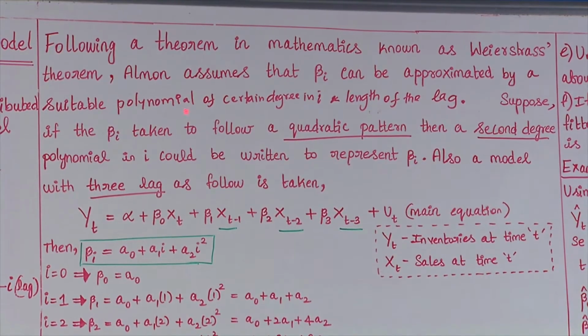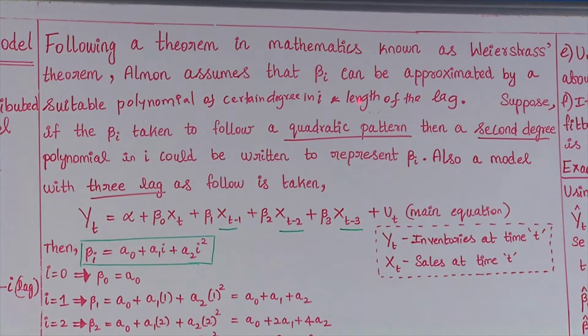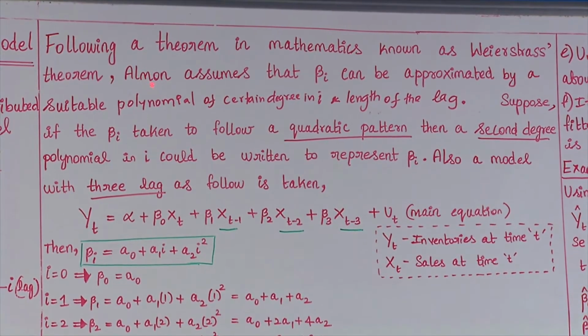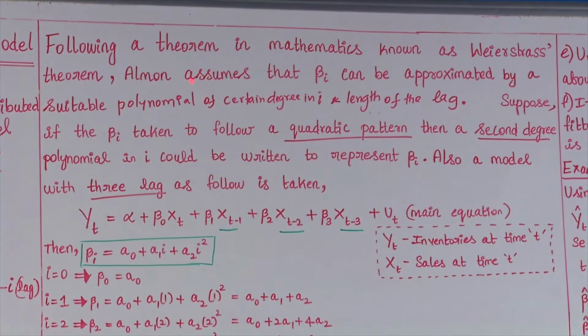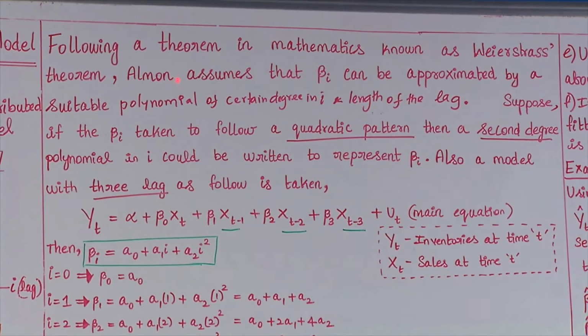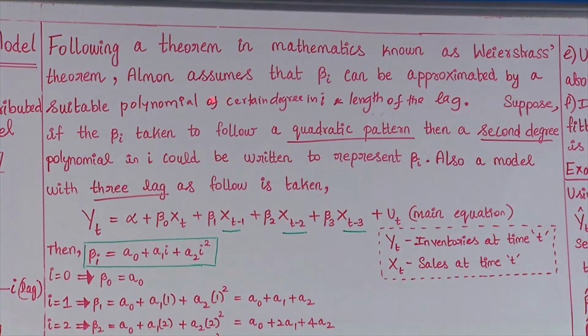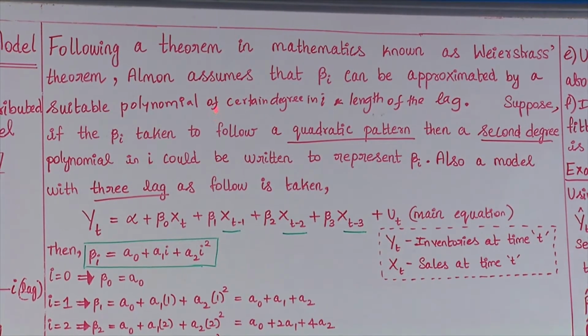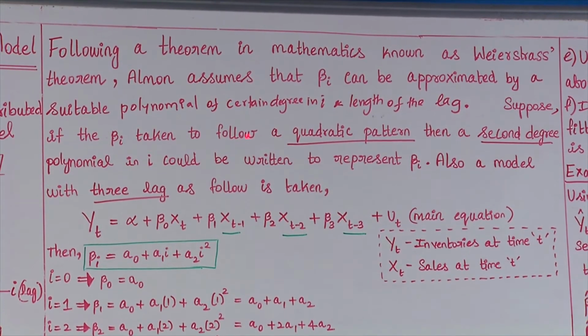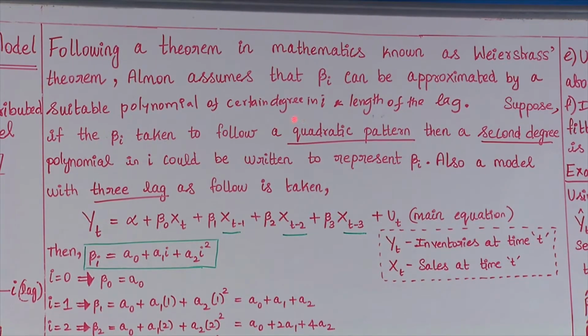Almon uses a simple theorem in mathematics known as the Weierstrass theorem. Weierstrass proposes that any pattern can be approximated by a suitable polynomial of a certain degree. So any effect pattern can be approximated with a polynomial in a variable called i.